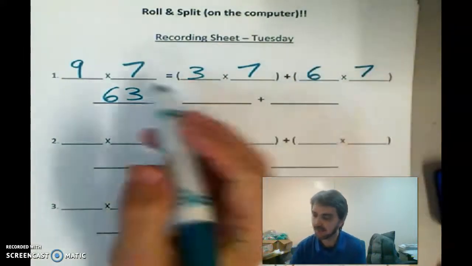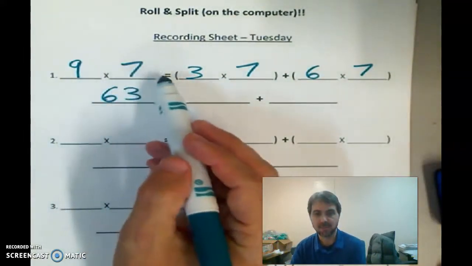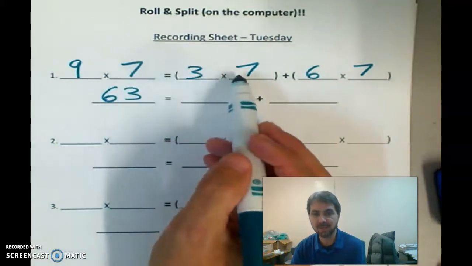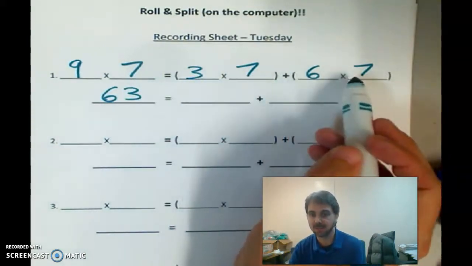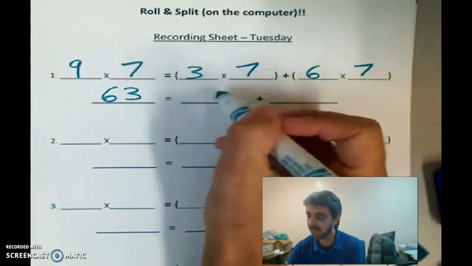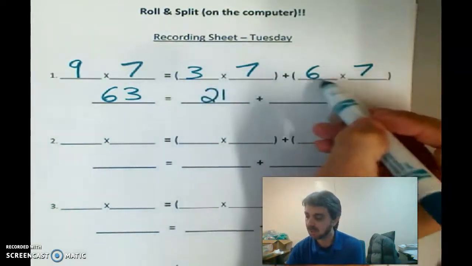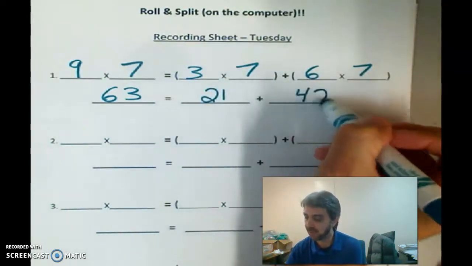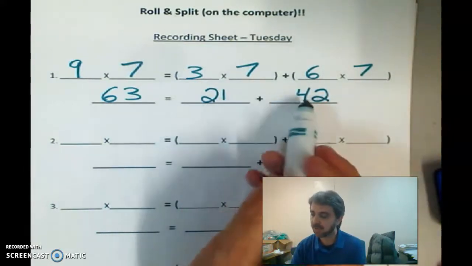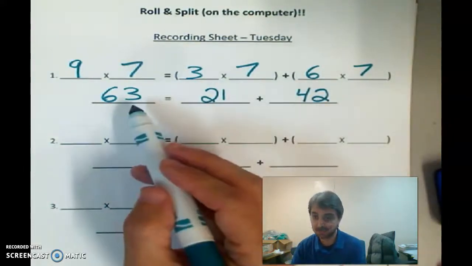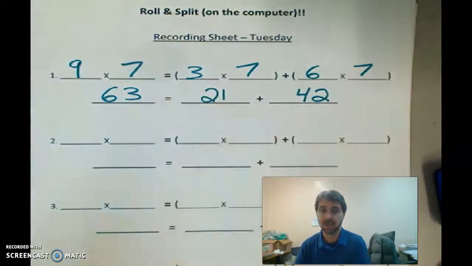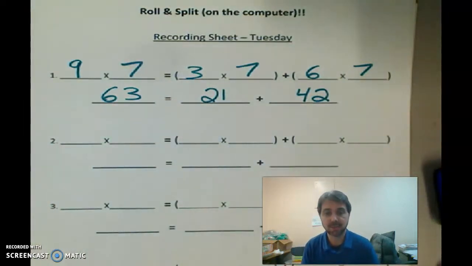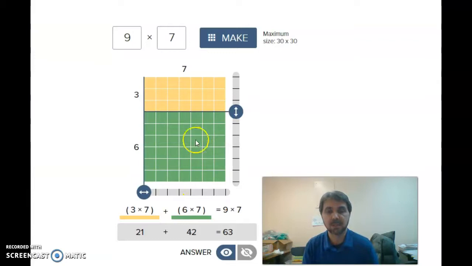Okay? All right. So if I go back to my paper, the other one looks like it is 6 times 7. So 9 times 7 is equal to 3 times 7 plus 6 times 7. 3 times 7, it said, is 21. 6 times 7 is 42. 21 plus 42, does that equal 63? It sure does. But what I really want you to pay attention to when you do this is the visual of how it looks.